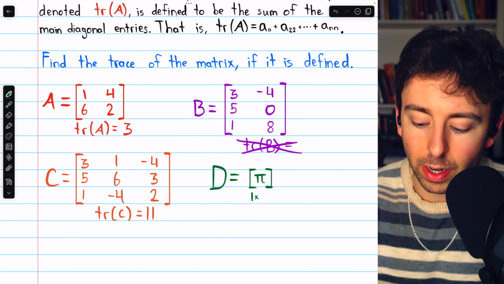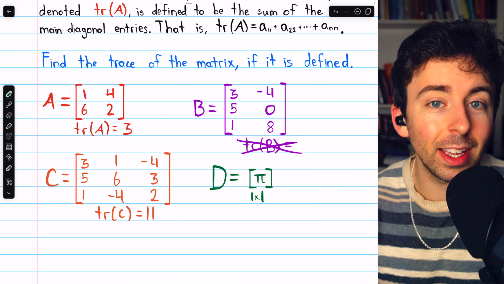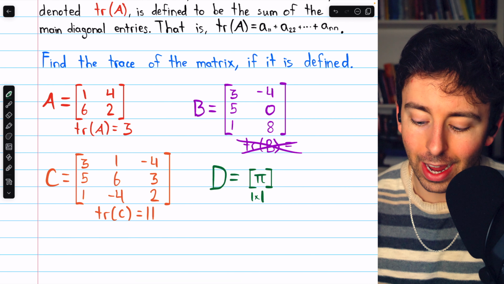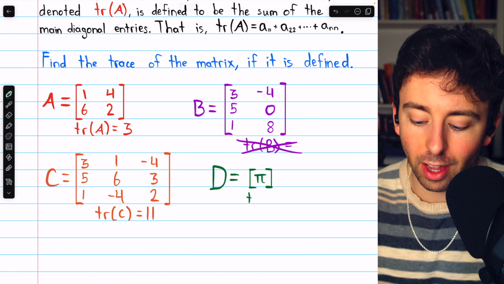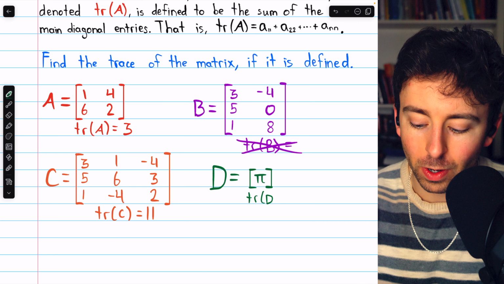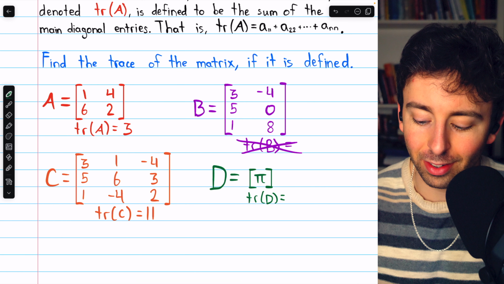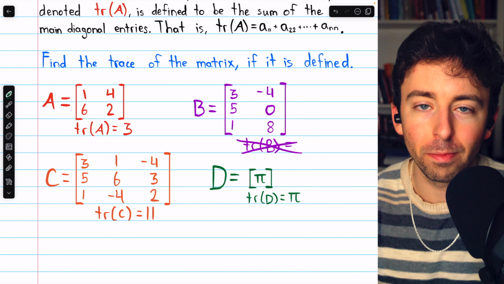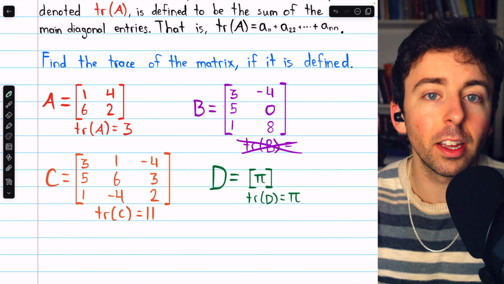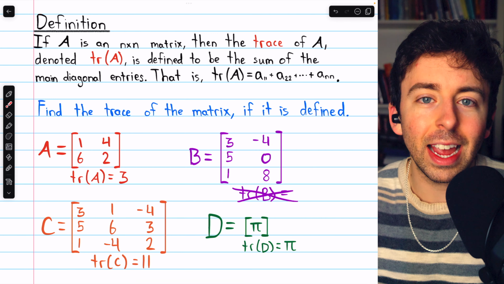Matrix D has dimensions 1 by 1. It is a square matrix, and hence its trace is the sum of its diagonal entries. It has only one diagonal entry, which is its only entry at all, and that's pi. So the trace of D is pi. That's the trace of a matrix and how to find it.